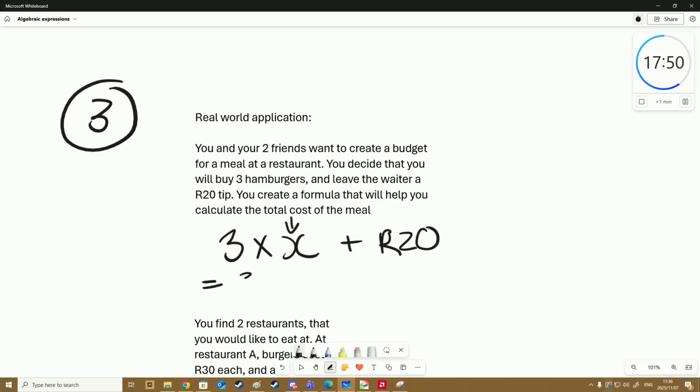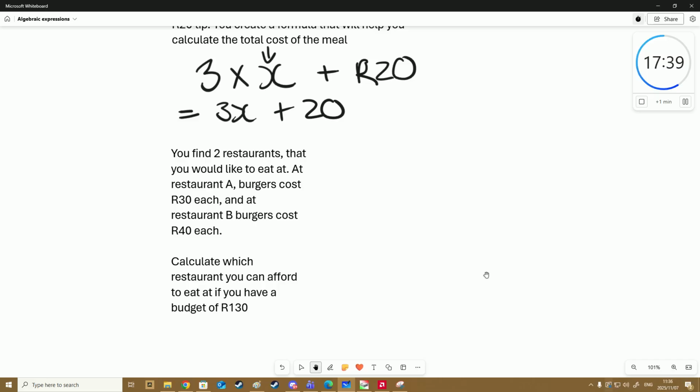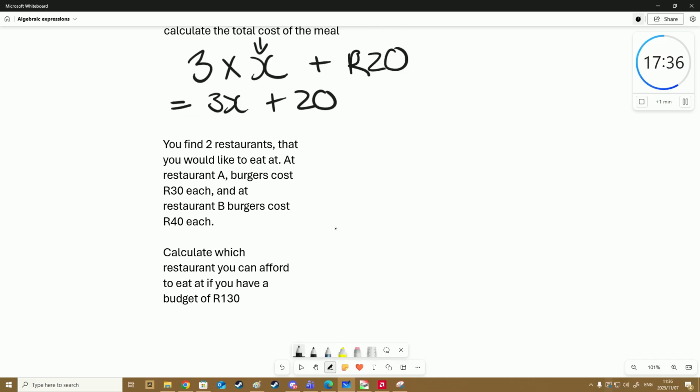Since 3 times x means there are 3 x's, 3x plus 20 represents a formula of how we are going to find out what a restaurant might cost us. So now you find 2 restaurants. One is cheaper than the other. At restaurant A burgers cost 30 rand each, and at restaurant B, burgers cost 40 rand each. I want you to calculate which restaurant you can afford to eat at if you have a budget of 130 rand. So let's do restaurant A together, and you can try restaurant B on your own.